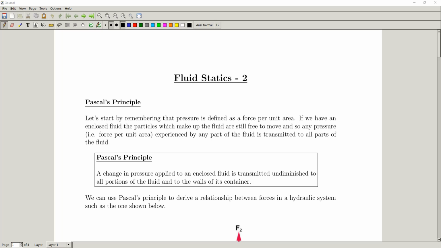And basically, this is just what Pascal's principle is telling us. It's telling us that a change in the pressure applied to an enclosed fluid transmits that pressure, or that force in a sense, to all portions of the fluid and to the walls which are containing this fluid. So that's Pascal's principle.